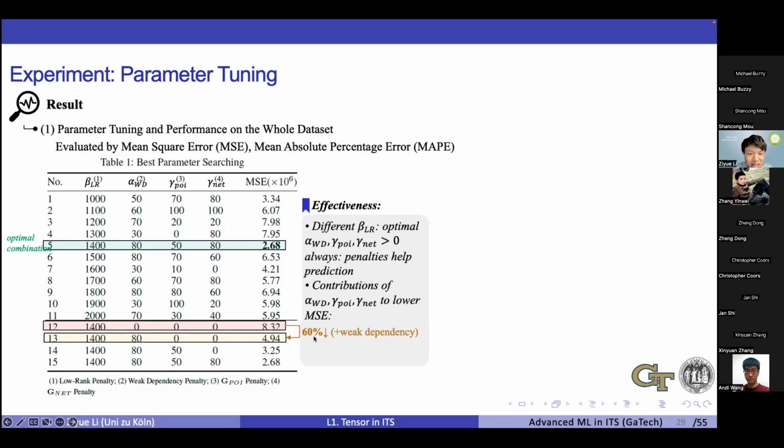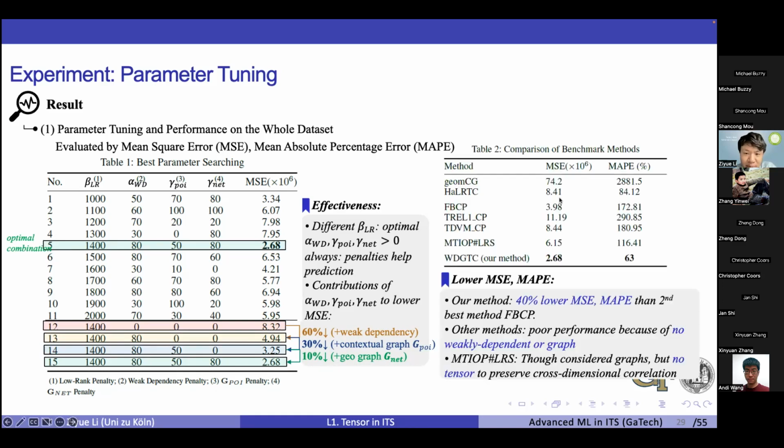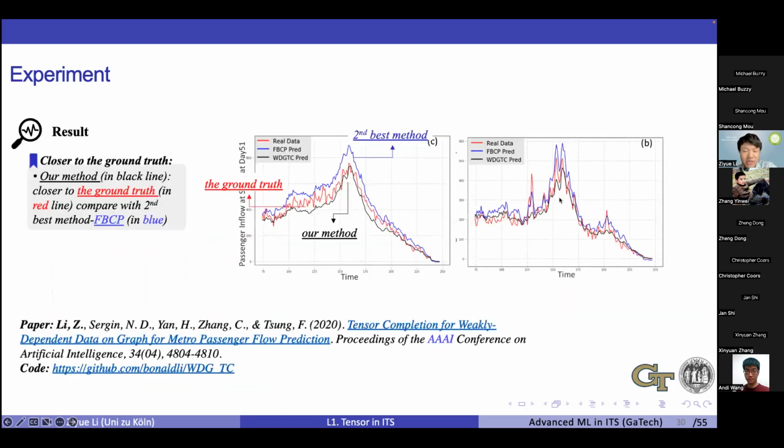You can see that the MSE drops 60%. And when we add the contextual graph, it drops another 30%. And then we add the geographical graph, whether it's connected or not, it drops another 10%. So at least in our data, in our setting, we observe that the weak dependence is the most important and the contextual graph is the next.